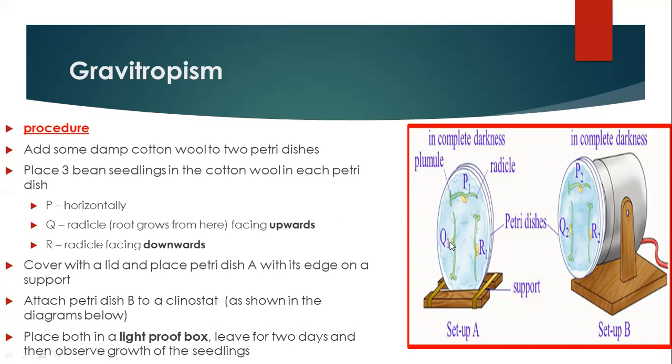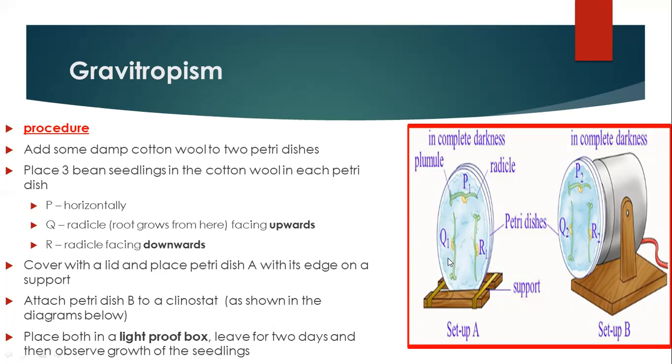So when the seeds are growing, you will find that the shoots are growing and the roots are growing. When roots grow from the seeds, they come from a part called the radicle.